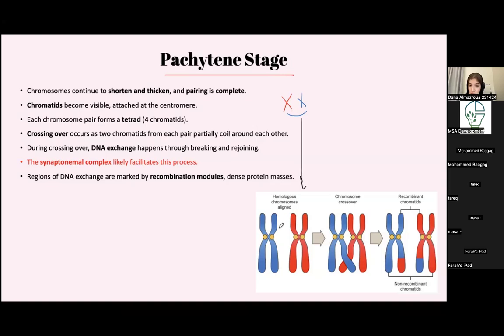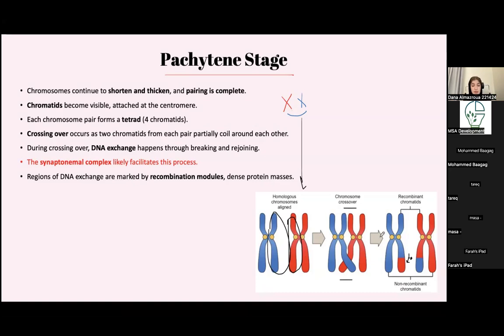Now, from each chromosome, one chromatid, so this chromatid here and this chromatid here, would start to undergo a process called crossing over. By crossing over, they exchange some genetic material. If you see, parts of the blue would go to the red, and parts of the red would go to the blue. This is important because the process of crossing over only happens in meiosis. It does not happen in mitosis.